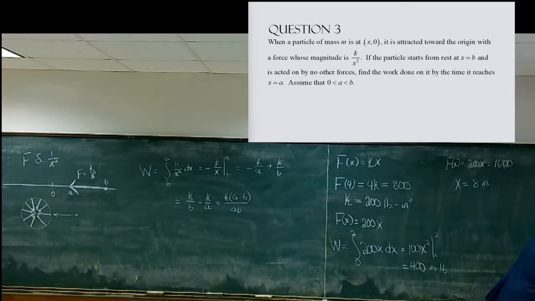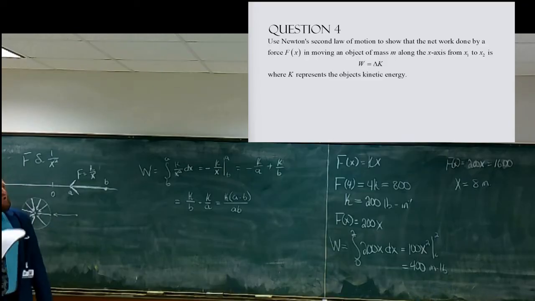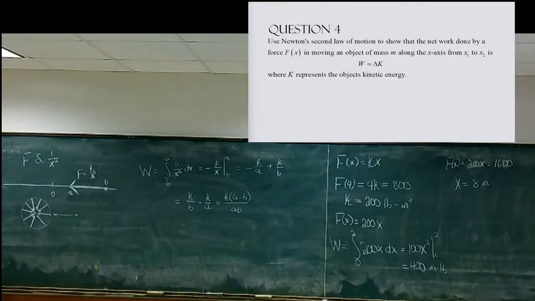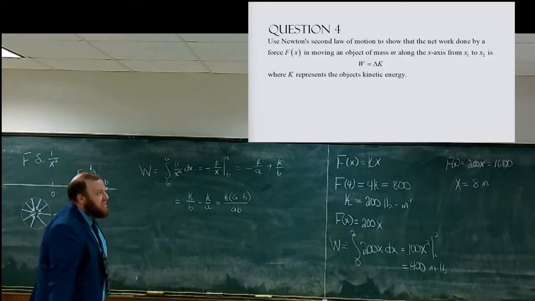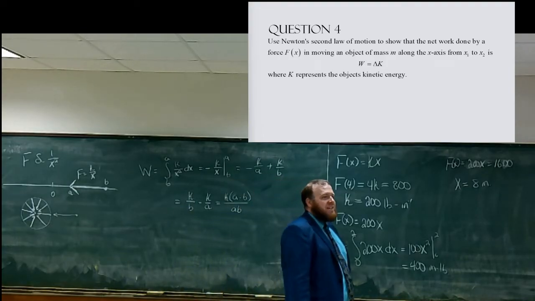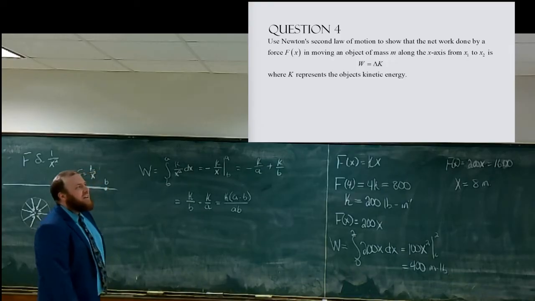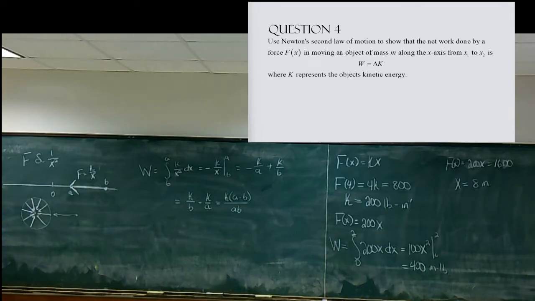This one's fun. We're going to use Newton's second law of motion to show that net work done by a force in moving an object of mass m along the x-axis from x1 to x2 is given by the change in kinetic energy. So that's another way of calculating work. You can also just determine what is the object's change in kinetic energy. That's the work that's done.